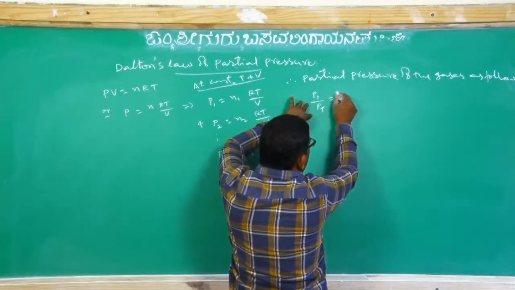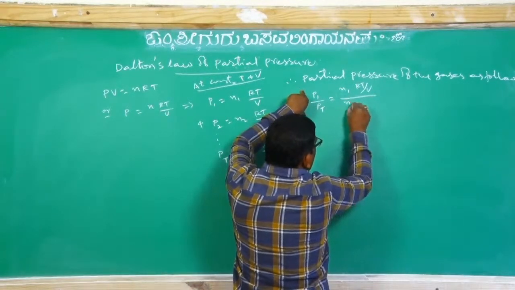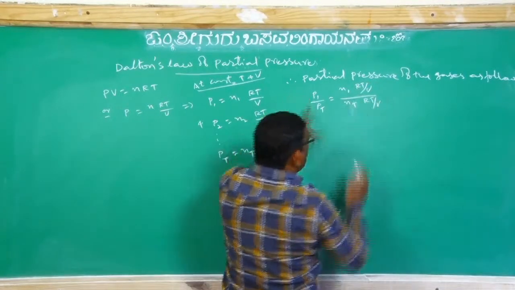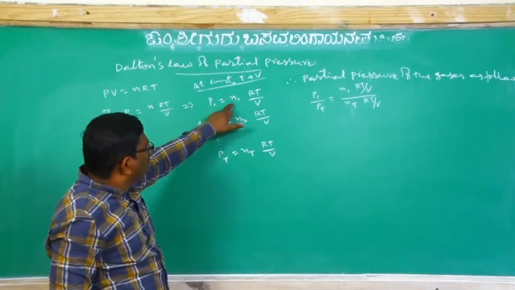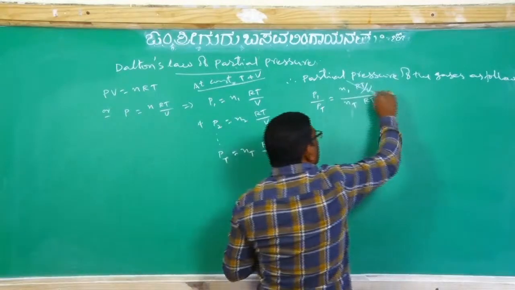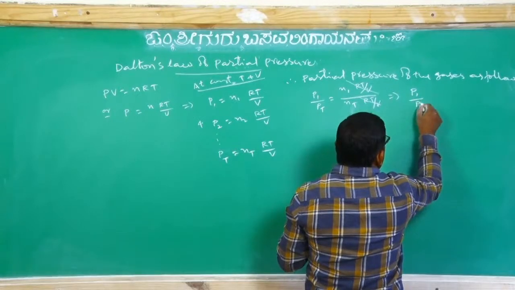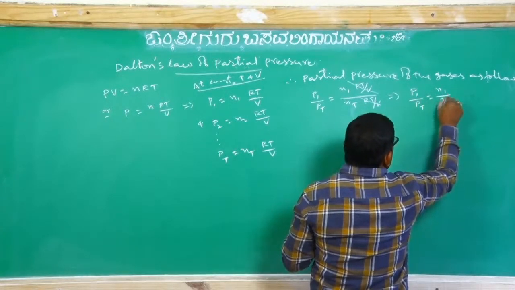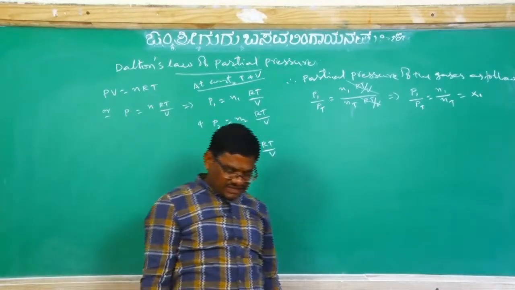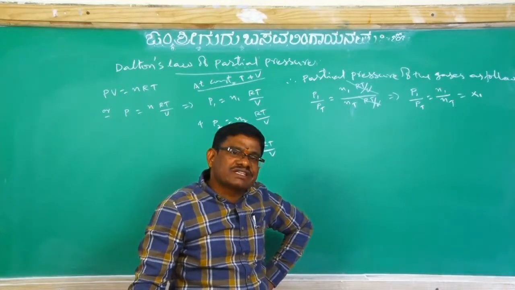P1 by PT equal to what? P1 is N1 into RT by V, and PT is NT into RT by V. Now RT by V getting cancelled implies P1 by PT is equal to N1 by NT. That N1 by NT is X1, where X is the mole fraction of the gas, correct? Mole fraction of the first gas.